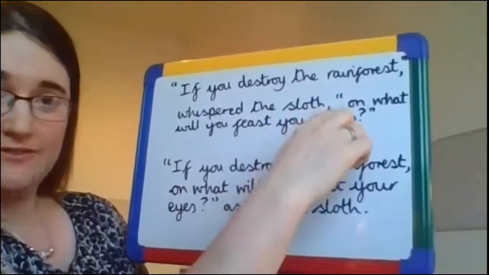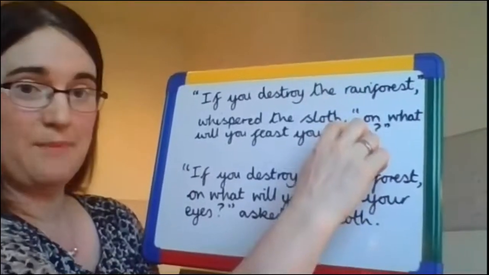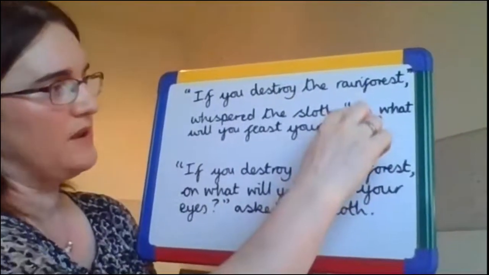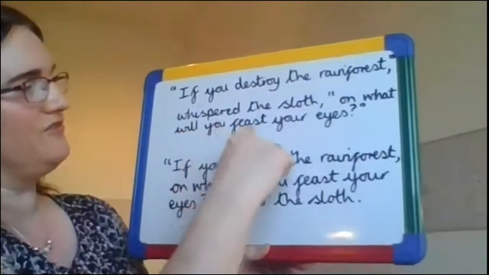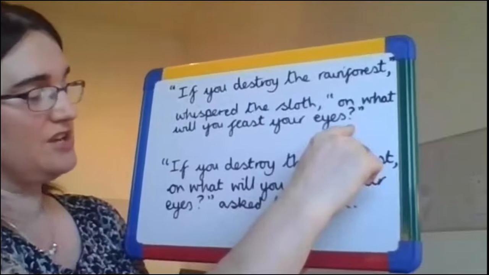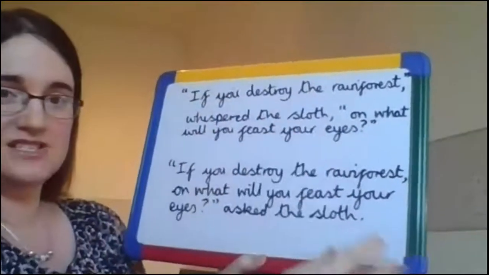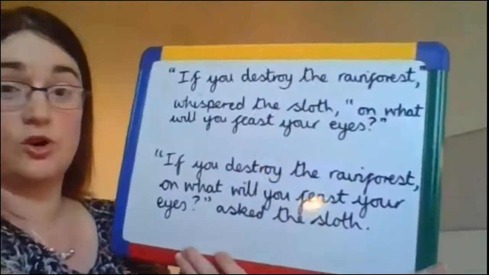Then you've got to have a comma, because remember there's always a pause before speech marks. If you haven't got a comma in here, put that in now. Then we're opening our speech marks on "what will you feast your eyes," and then another punctuation mark, and it's a question, and then we close our speech marks. Okay, so make sure you've got all of those things. Give them a tick if you've got them. If you haven't got them, add them in for me in that different coloured pen.